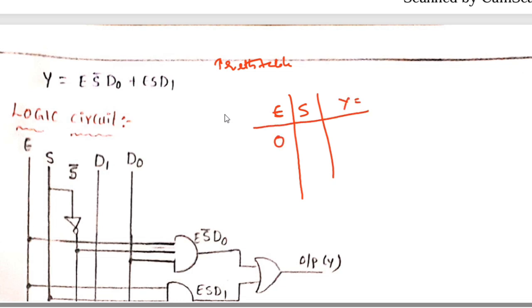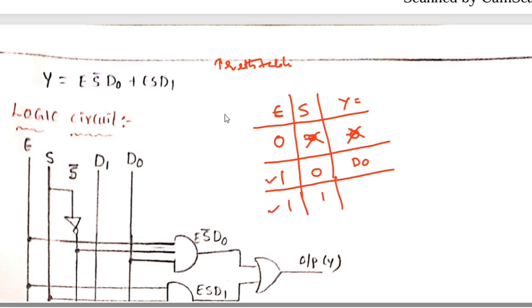If the enable line is disabled, whether you give 0 or 1, you won't get any output. Next, if enable is 1, and the selection line is 0, then D0 will appear at the output side. If the selection line is 1, because the enable pin must be high, we are going to get D1 as the output. For example, I am writing here a 2 by 1 multiplexer: D0 and D1, two inputs, a single output and one selection line.